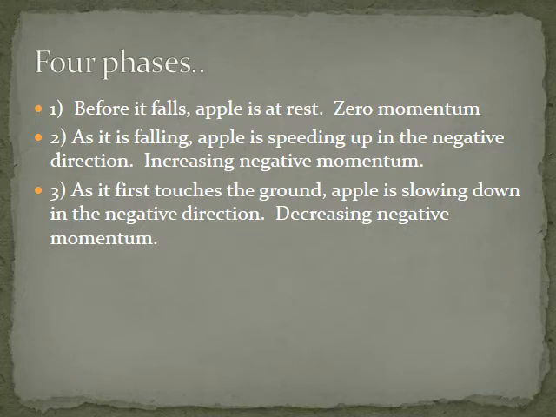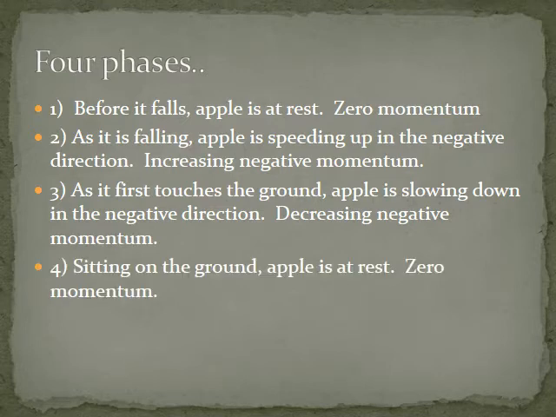Third phase is probably the trickiest. That object has a big negative momentum right before it hits the ground. It's got the most negative momentum it'll ever have. It's fastest right before it hits the ground. But then there's a small amount of time where that apple has to slow down to a stop, right as it's touching the ground. So as the apple is touching the ground, it starts slowing down very quickly in the negative direction until it hits 0. That phase has decreasing negative momentum.